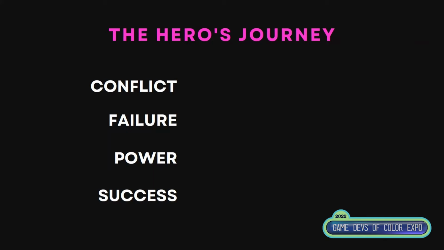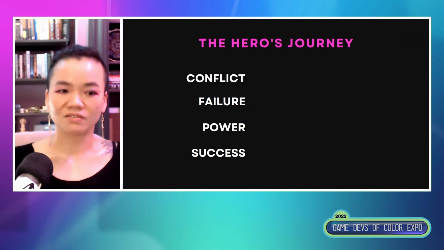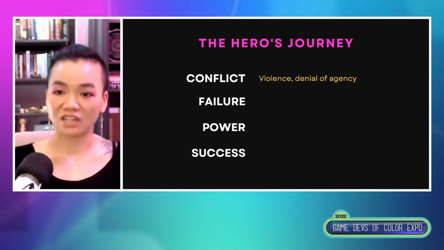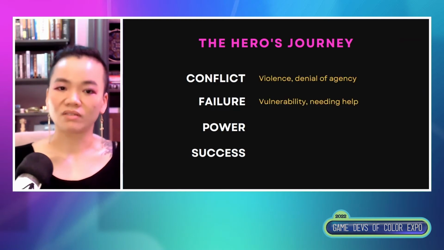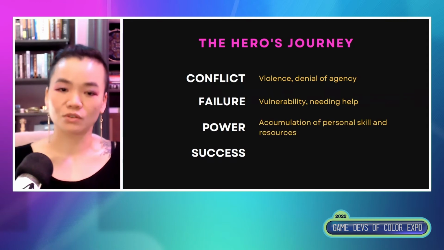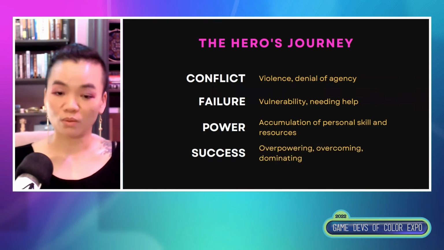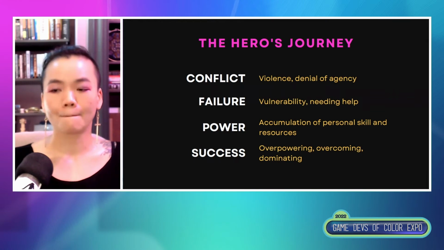And when the narrative lens is that of the hero's journey, then conflict, failure, power, and success each look a particular way. Conflict is defined by violence and a denial of agency. Failure is having vulnerability or needing help. Power is obtained through gaining personal skill or resources. And success is about overpowering, overcoming, or dominating what stands against you.